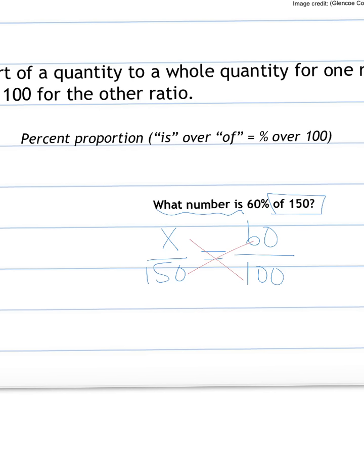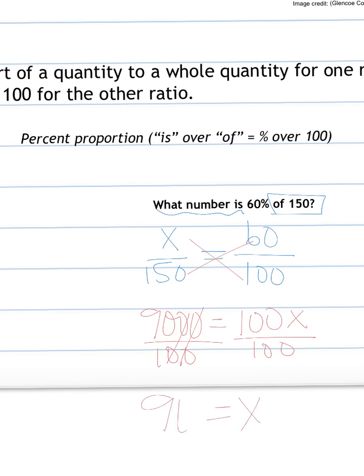Again, cross multiplication, 150 times 60 equals 9,000. And as long as you are showing your work, you can use a calculator. Equals 100x, divide both sides by 100. The zeros will cancel, and we are left with x equals 90. So that would tell us that 60% of 150 is 90.